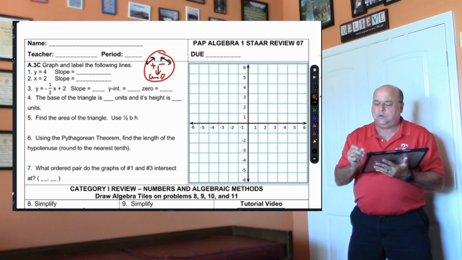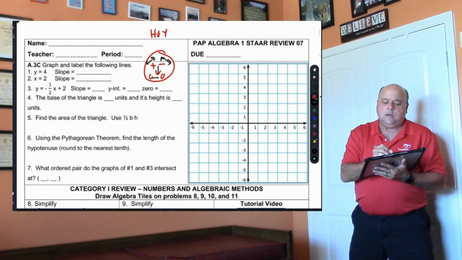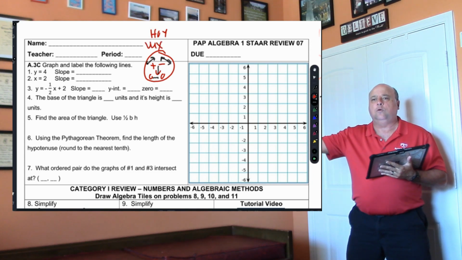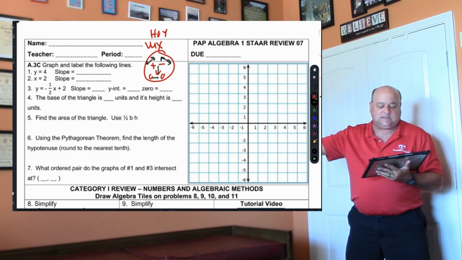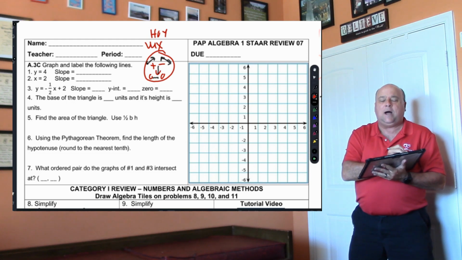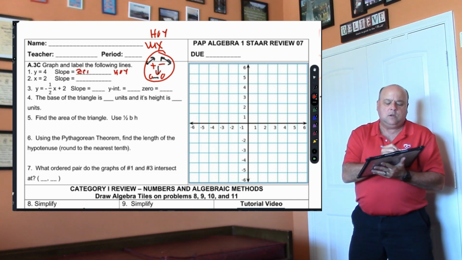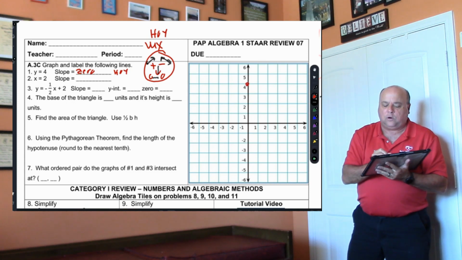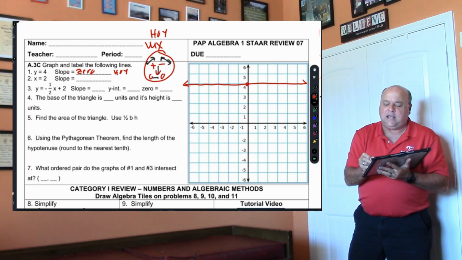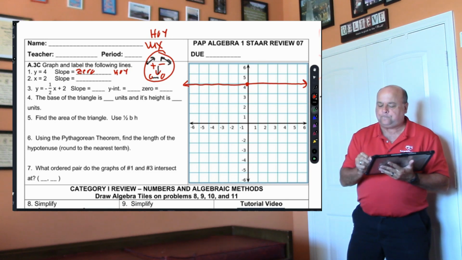Remember, you can also use Hoy and Vux, right? Horizontal, zero slope, Y equal. Vertical, Vux is vertical, undefined, X equal. So right here we have a Y equal. That's going to be a Hoy line. So it's going to be horizontal. It's going to go through the Y-axis at 4, be horizontal, and have a slope of 0, right?